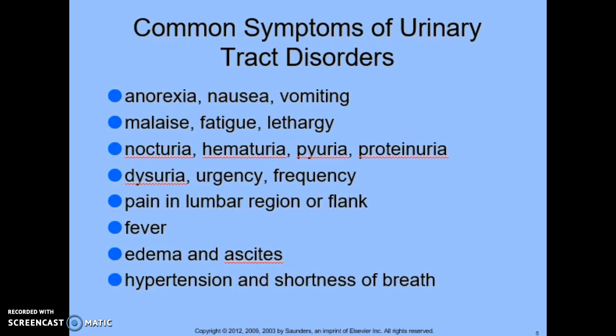Some common symptoms of urinary tract disorders include anorexia, nausea, vomiting, malaise, fatigue, lethargy, nocturia, hematuria, pyuria, proteinuria, dysuria, urgency and frequency, pain in the lumbar region or flank, fever, edema and ascites, and hypertension and shortness of breath.